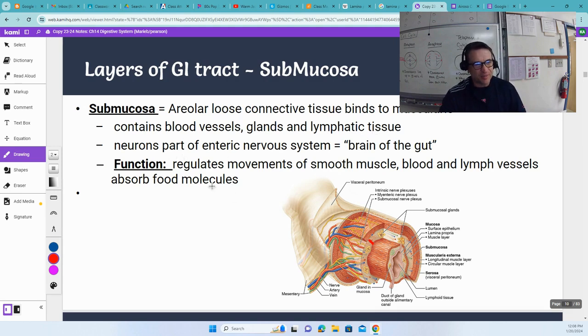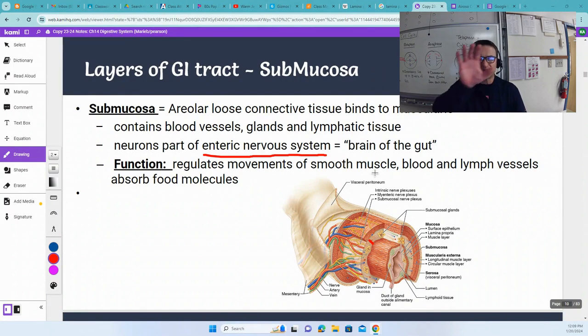The neurons here are part of what's called the enteric nervous system. Enteric nervous system controls digestion. They call it the brain of the gut. So all the things that are happening in your digestive system are basically happening without much help from the brain. The muscle contractions, all the release of chemicals, acids, enzymes, that's all controlled by the neurons inside the gastrointestinal tract.